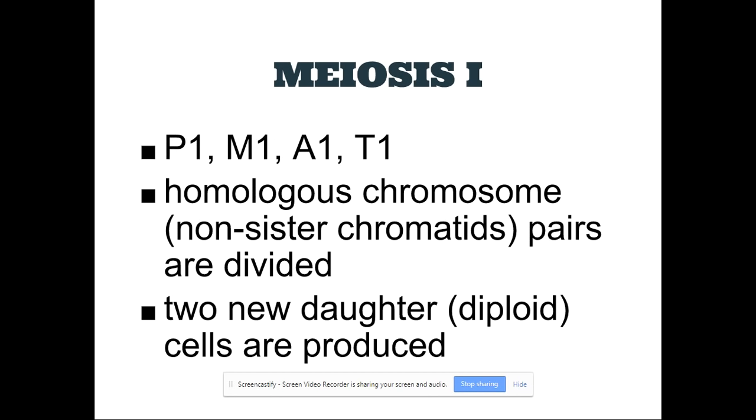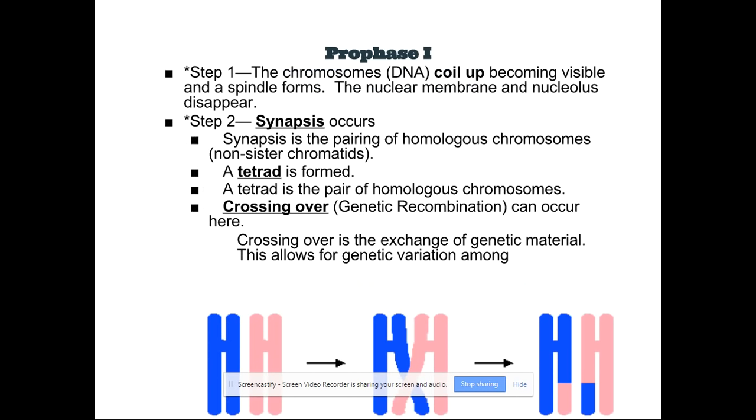Okay, so we're going to start by talking about meiosis 1 first. So you have prophase 1, metaphase 1, anaphase 1, and telophase 1, or that PMAT1. Homologous chromosomes are these non-sister chromatids that are going to be divided, and you're going to have 2 new diploid daughter cells. So very similar to mitosis here as far as what we're actually producing. Prophase 1 is one of the most important steps because the chromosomes are going to coil up like in mitosis. And what's going to happen though is they're actually going to form this tetrad. We have 2 sets of chromosomes lining up next to each other.